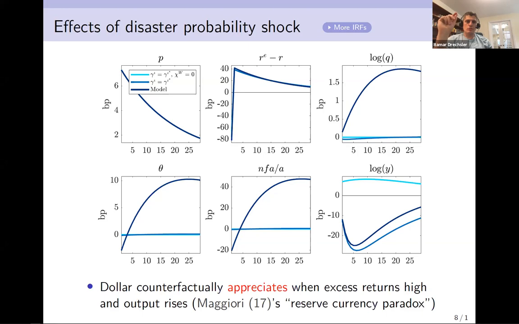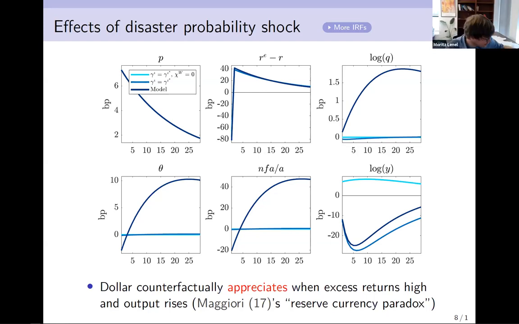Can I ask you two quick things? One, can you clarify again why output goes down now as opposed to up? Presumably the precautionary savings effect still happens here, because the probability of a disaster went up?